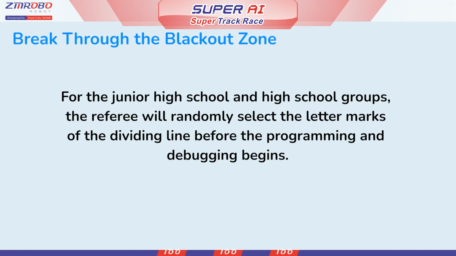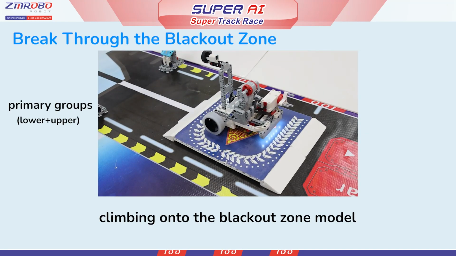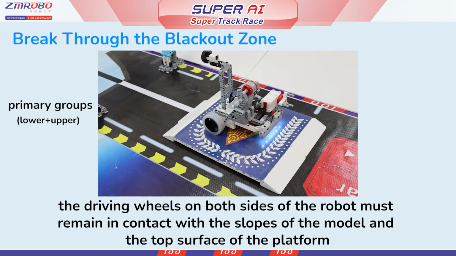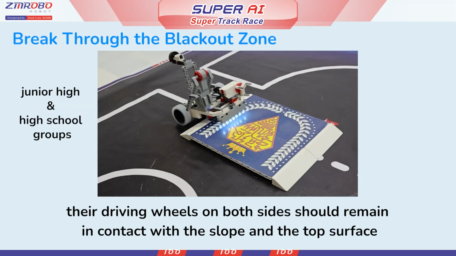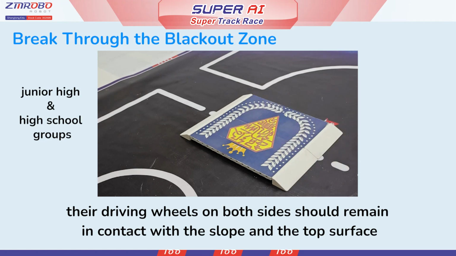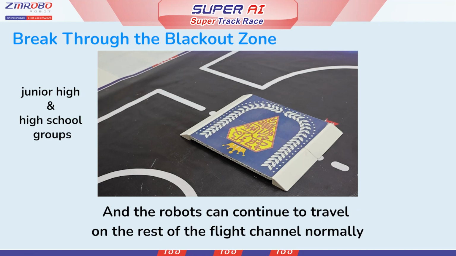For the junior high school and high school groups, the referee will randomly select the letter marks of the dividing line before the programming and debugging begins. After confirmation, the blackout zone model will directly cover the flight channel at the corresponding dividing line. Climbing onto the blackout zone model, the driving wheels on both sides of the robot must remain in contact with the slopes of the model and the top surface of the platform, and not with the field map. Their driving wheels on both sides should remain in contact with the slope and the top surface of the platform during the entire process of climbing over the blackout zone model, and the robots can continue to travel on the rest of the flight channel normally.